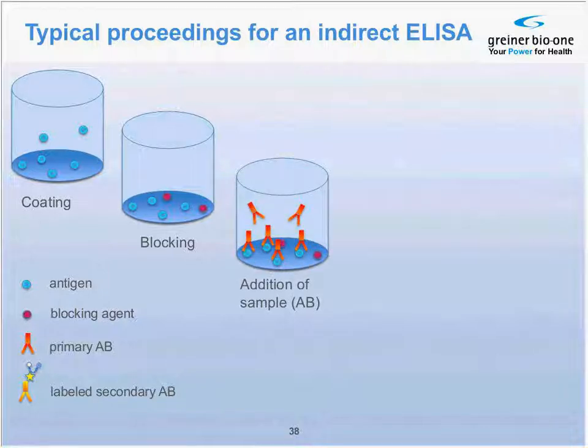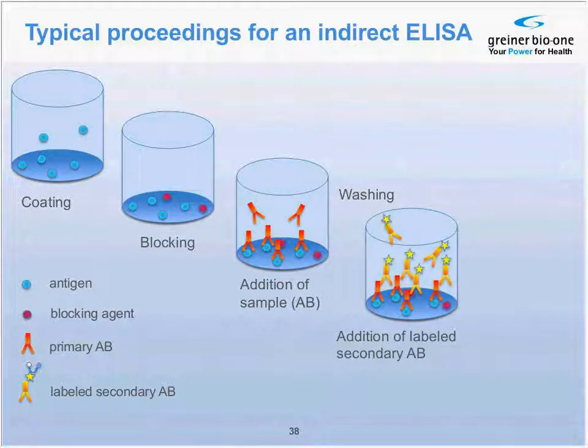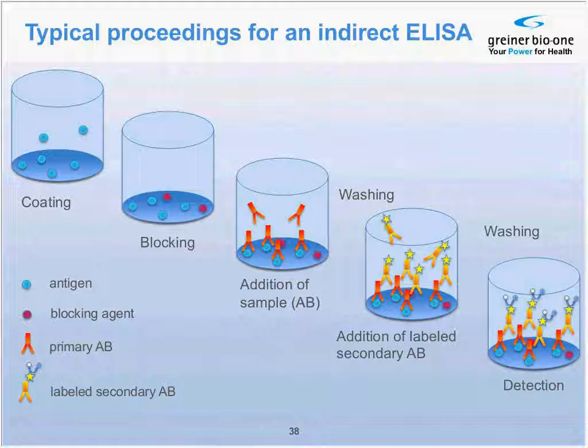In the next step, the sample is added and specific antibody, if present, will bind to the antigen. After all other molecules not bound are washed away, a labeled secondary antibody is added for detection. After additional washing, a substrate for the enzyme label is added, and the resulting signal is measured spectroscopically.